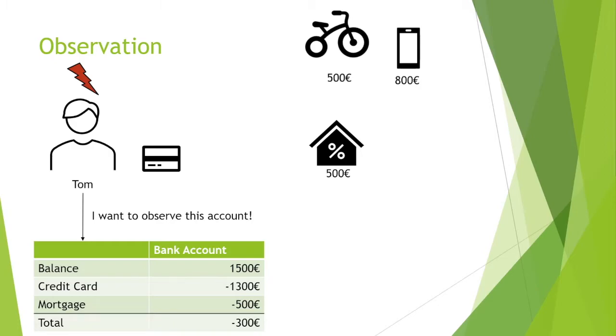Observation means that Tom can tell his bank clerk that he wants to get notified every time his account is charged, for example, through a message to his phone. And this act of wanting to get notified is an observation relationship between an observer, in our case Tom, that wants to get notified, and an observable, his bank account, that needs to send notifications every time its state changes.